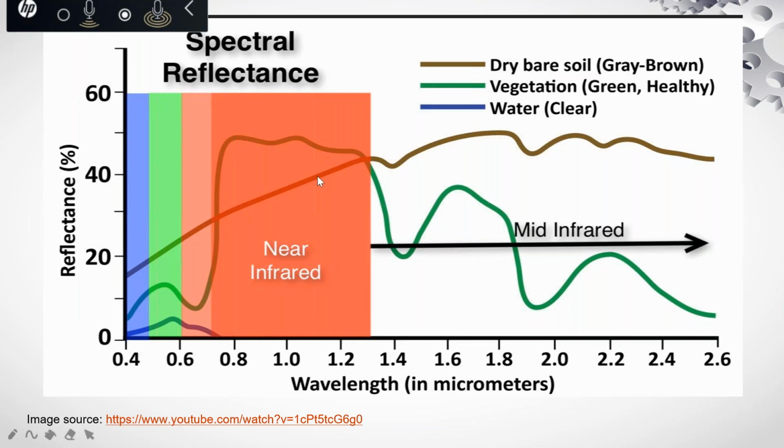Next, for the dry bare soil area, we can see that it has almost absorbed equal amounts of light from the various regions in the spectrum.